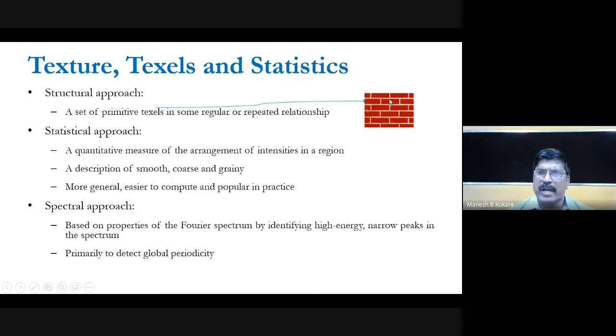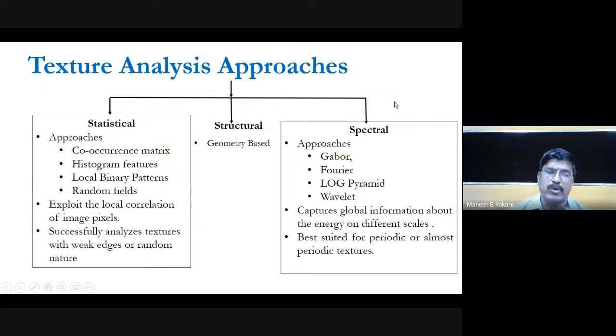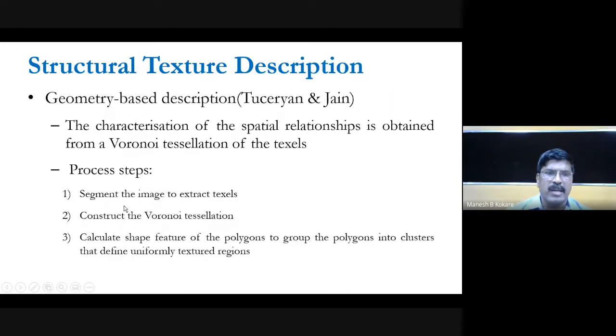So once you know, suppose for example, that the rectangular kind of texel is there, this rectangular texel is repeated all over the entire image. So the first thing in a structural approach is that you have to identify which kind of texel is there, so you have to extract that one. So segment the image to extract the texel.